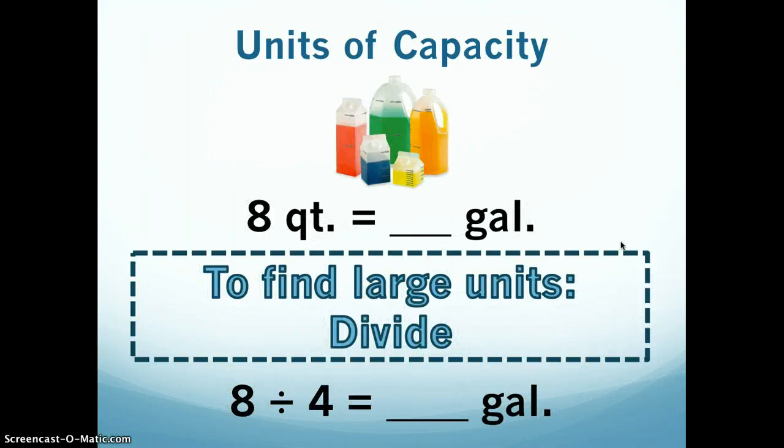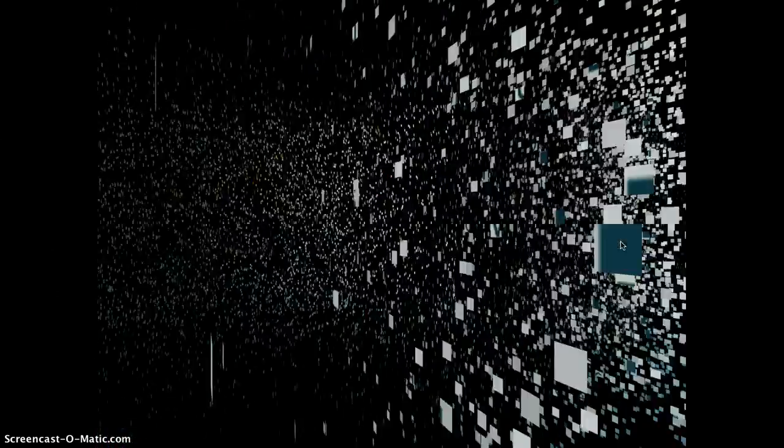To find a large unit, you need to divide. If we have 8 quarts, we divide by 4, which is our conversion. It's the same as 2 gallons. All right, and that's it for lesson 2.